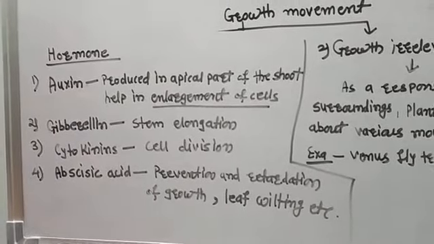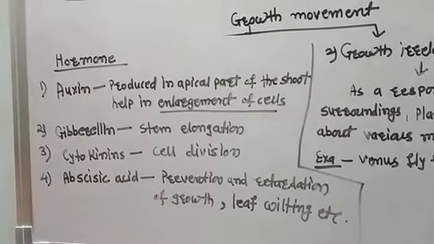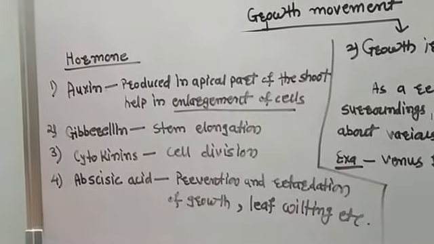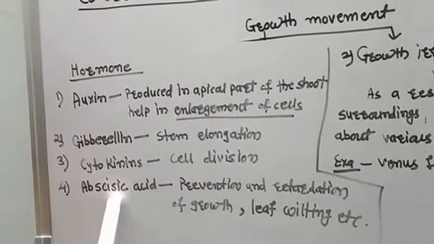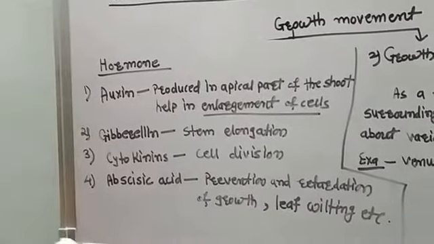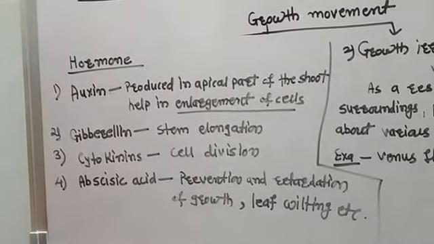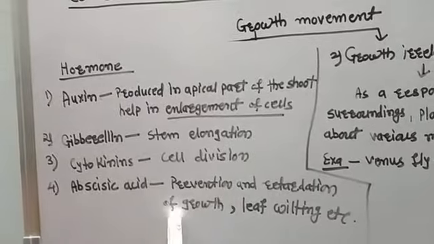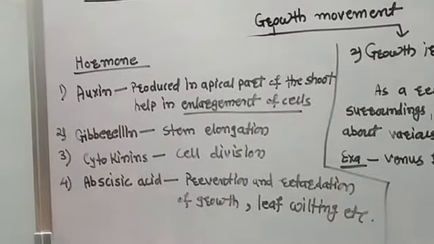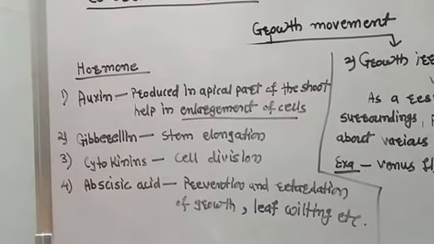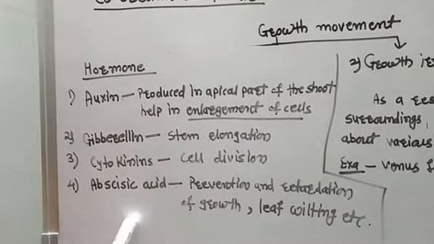Number of cells increases, which means ultimately the growth in that part of the plant body occurred. The next type of hormone is abscisic acid. The role of abscisic acid is the prevention and retardation of growth. Leaf wilting, etc., can also occur due to abscisic acid.